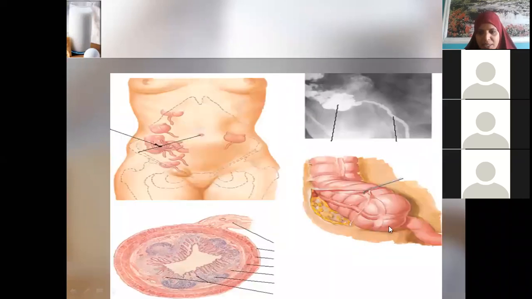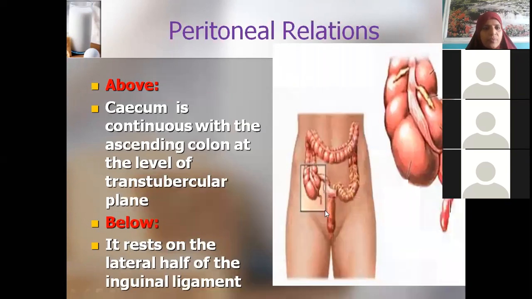Now see, you are lifting the cecum, you are trying to show the peritoneal covering. Then above it is in continuation. What is the name of this part? This is our cecum. And what is this? Ascending colon. Very good. Ascending colon. And it corresponds with the transtubercular plane, which will be the lower horizontal line dividing the abdomen into nine regions, isn't it? So that is the superior relation.